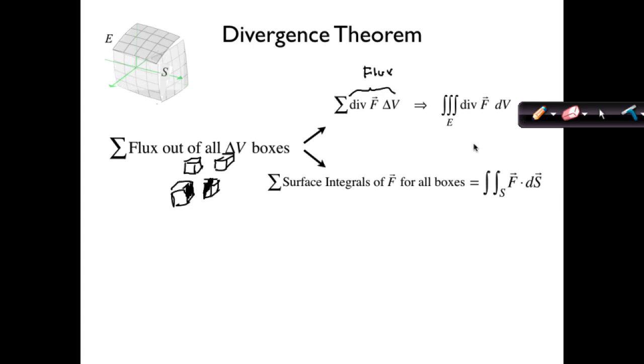So summing up the flux, as each flux has divergence times delta V, is taking the triple integral across E. So pointwise, for all the points within E, you're going to calculate divergence of F dV. This way is the surface integral of the totality of the outside. And because those are both calculating the sum of the flux out of all the little elements, they're equal.